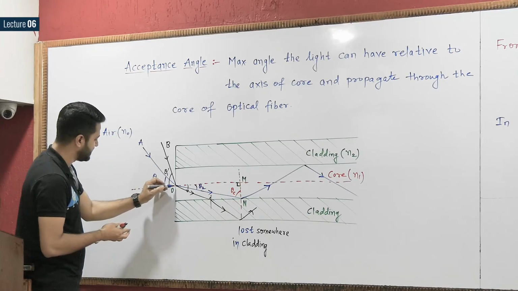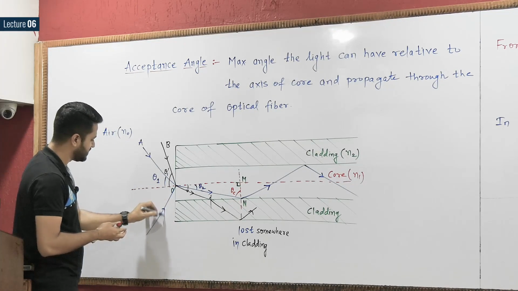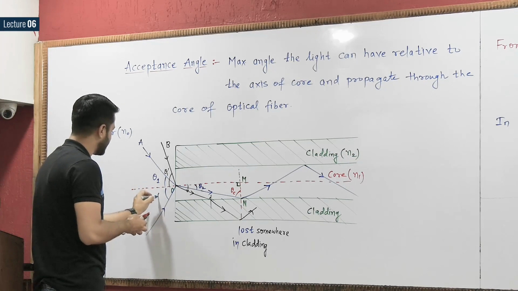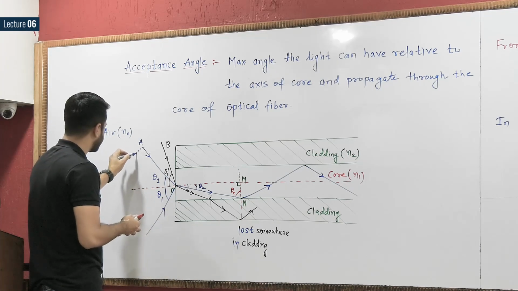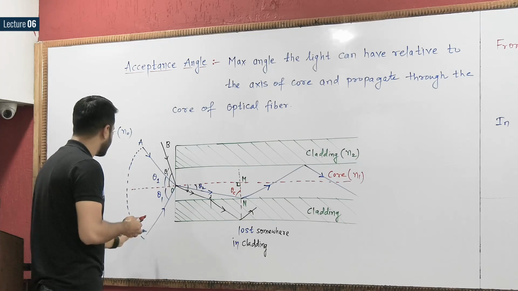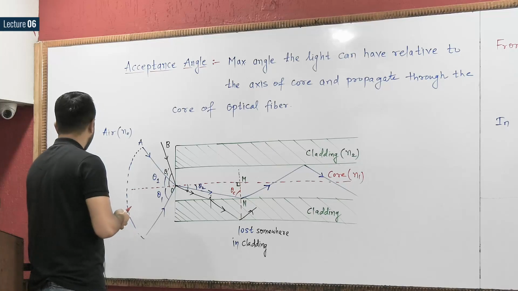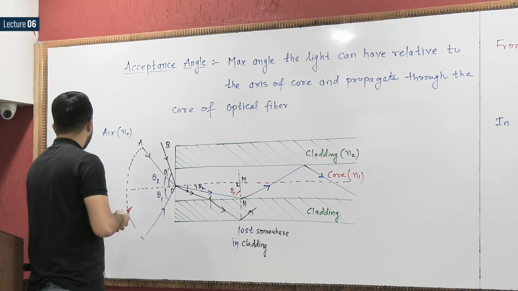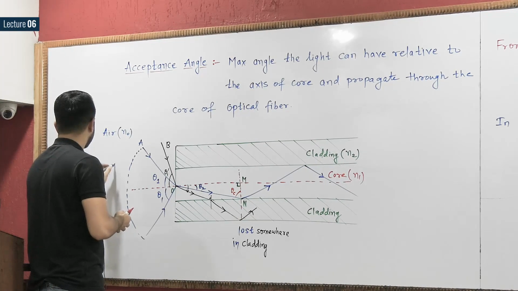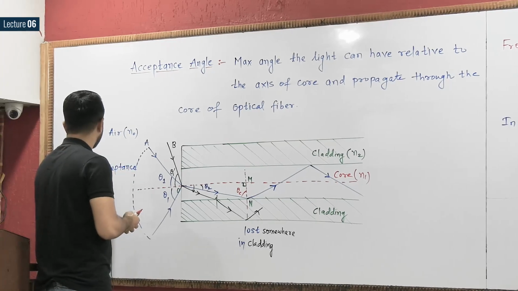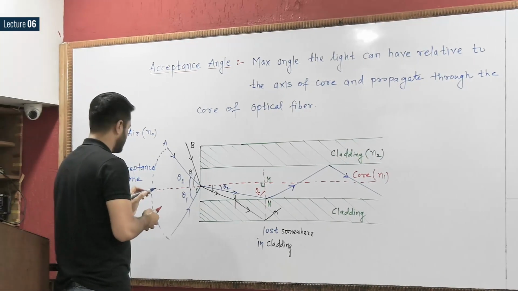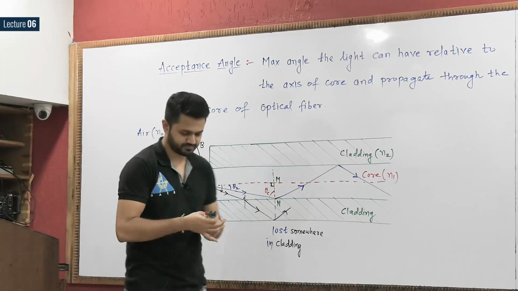With the same angle theta 1, the light can be incident from this side also. So it is also making an angle theta 1, and that is why it is making a cone like structure, which is having the angle 2 theta 1, and this is known as acceptance cone.